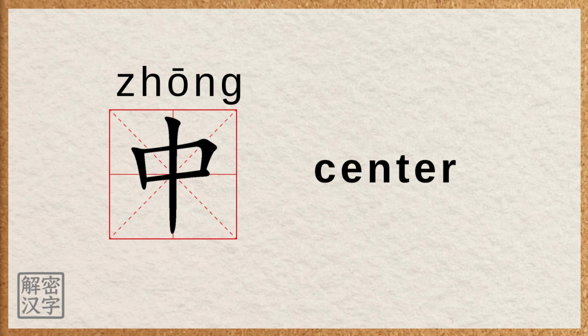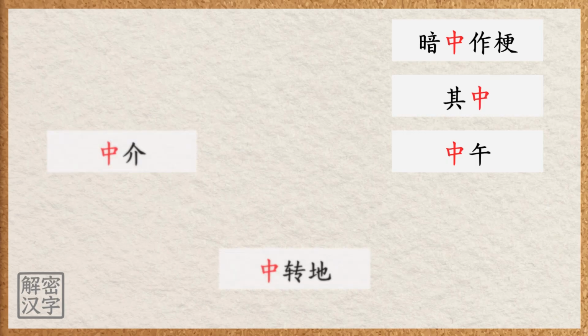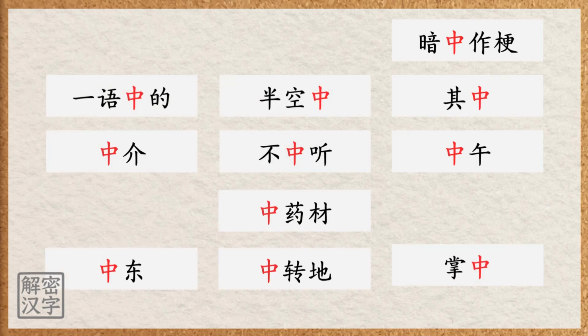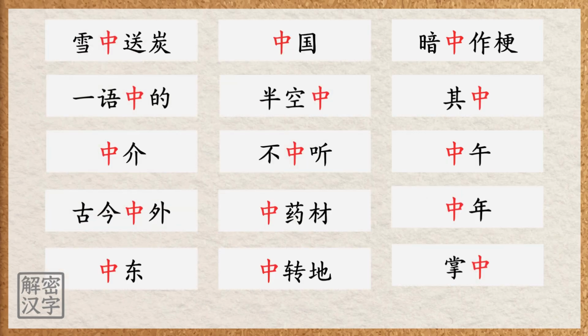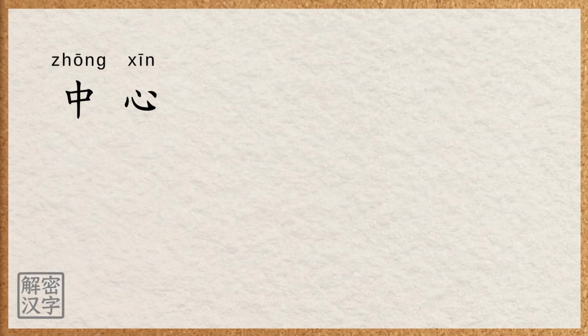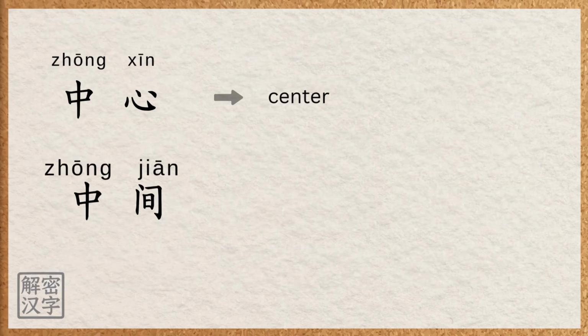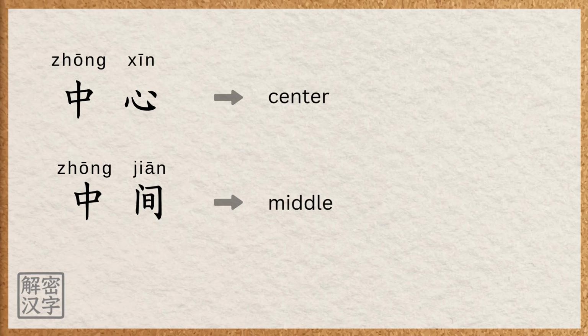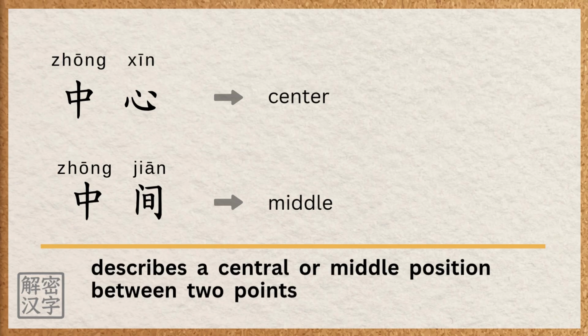Its pronunciation is zhōng. The literal meaning of zhōng is center. Besides describing the physical, central, or middle position, it also appears in many compound words with different meanings. Let's take a closer look. 中心 means center. 中间 means middle. Here, 中 describes a central or middle position between 2 points.